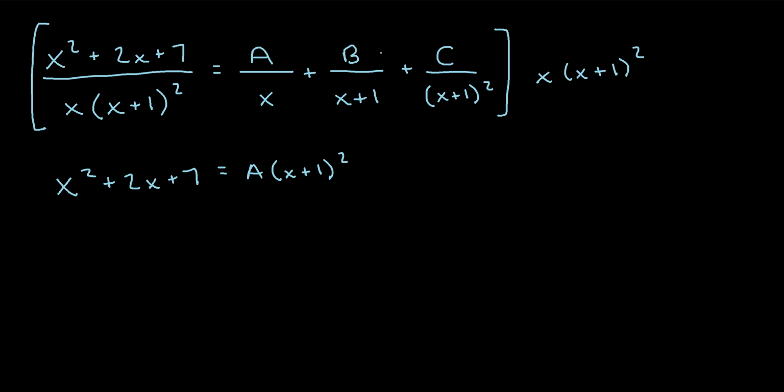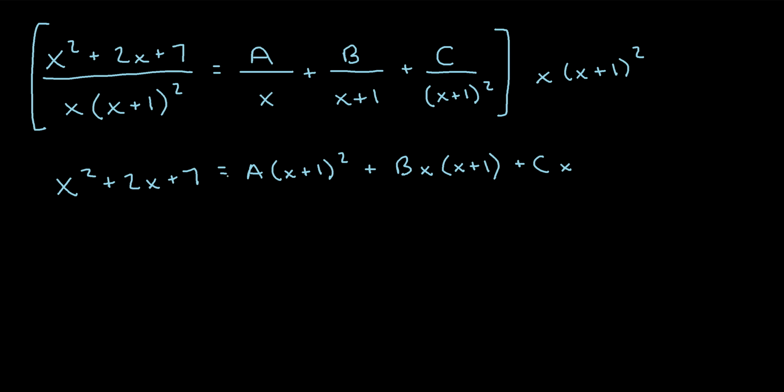Then when we multiply this fraction by the common denominator, we'll be left with plus b. We have an x and an x plus 1. And then when we multiply this last fraction by the common denominator, notice that the x plus 1 squareds will cancel out and we'll just be left with this x. So we'll have plus c times x. Okay, so now once again we want to solve for a, b, and c.